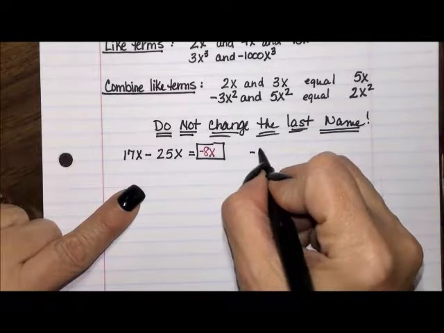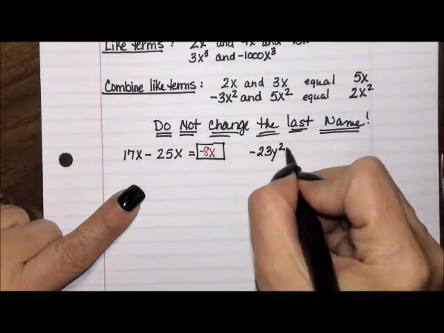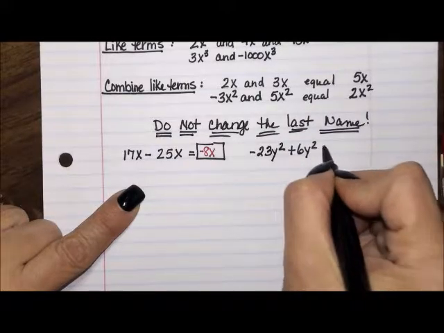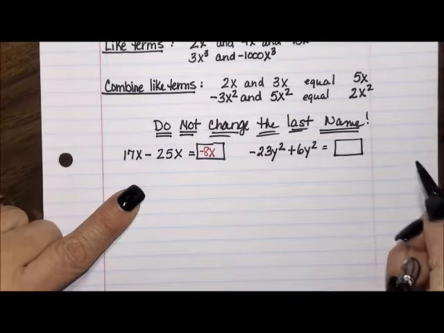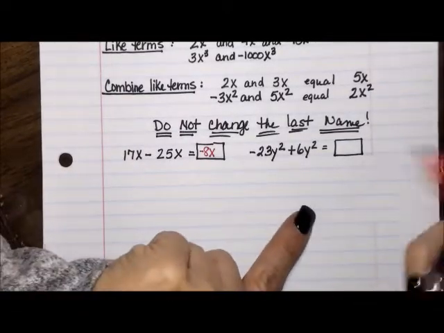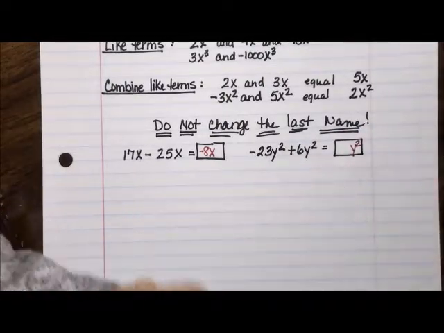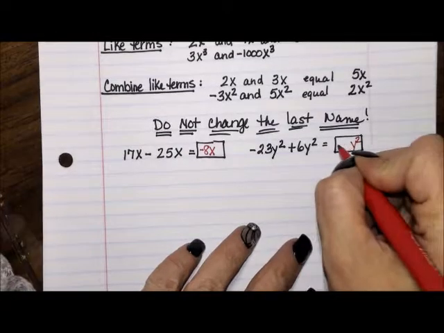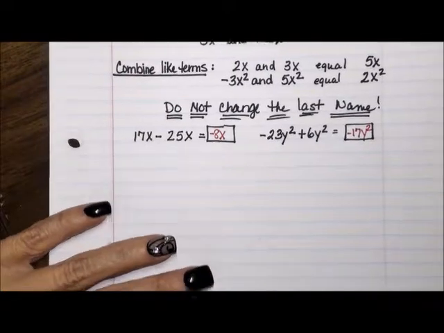Okay, what about this? Negative 23y squared plus 6y squared. First off, I know the math on there. You might be grabbing a calculator, but one thing I do know, just looking at this, these are the same family, so I know y squared is going to be on the end. I just need to do negative 23 plus 6. That is negative 17.